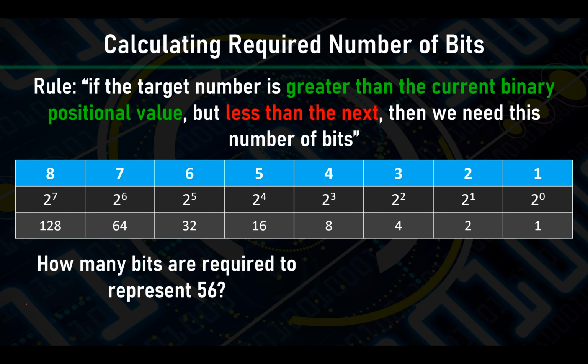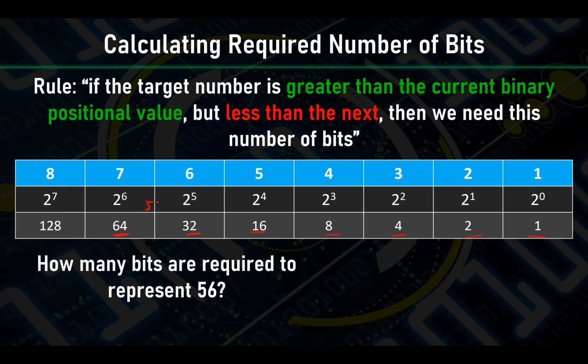How many bits are required to represent the number 56? Let's think. Obviously 1 is not big enough, 2 is not big enough, 4 is not big enough, 8, 16, 32. 32 is not bigger than 56. But if we go to 64, then 64 is bigger than 56.